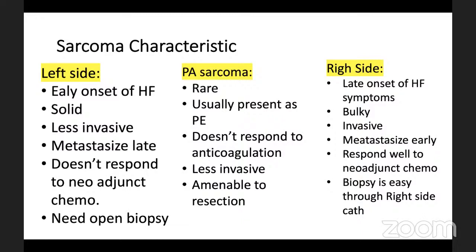Pulmonary artery sarcomas are very rare, but usually they present as a pulmonary embolism. Usually, failure of response to anticoagulation is the hint that this is a PA sarcoma. They are less invasive and they're very amenable to resection. Okay.